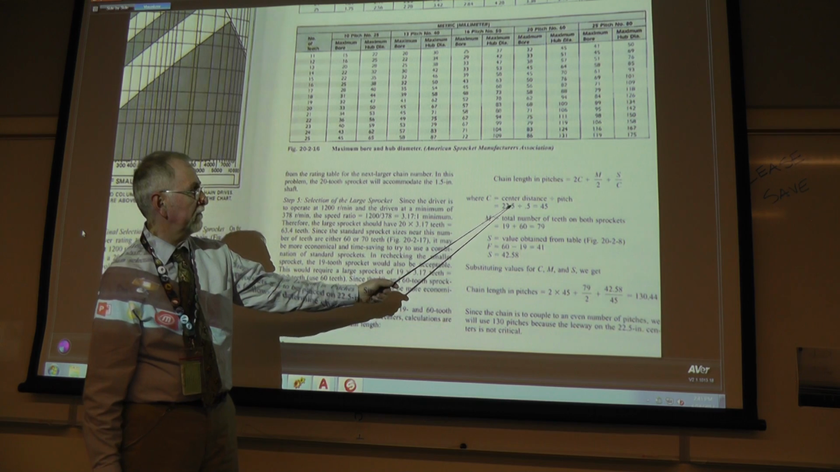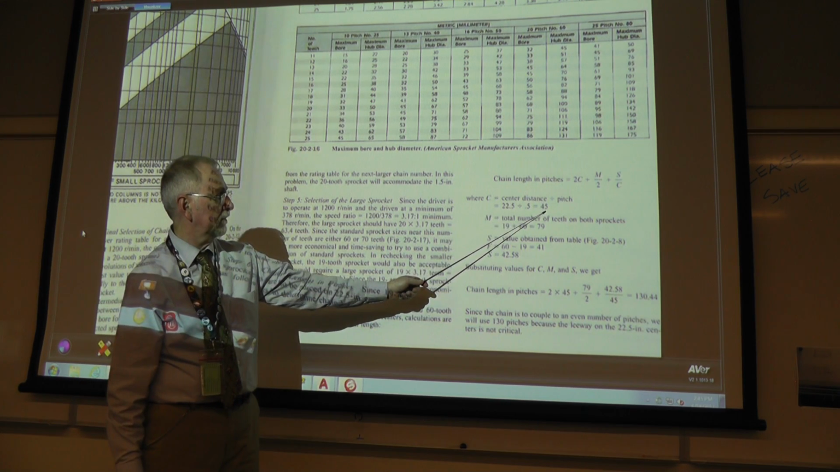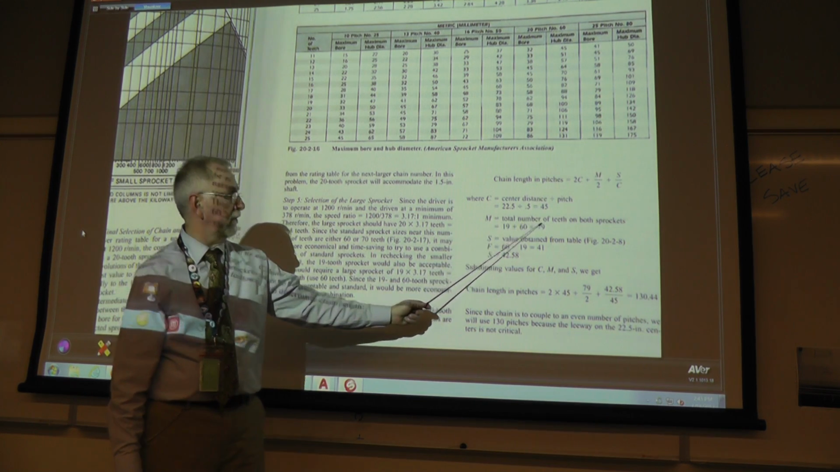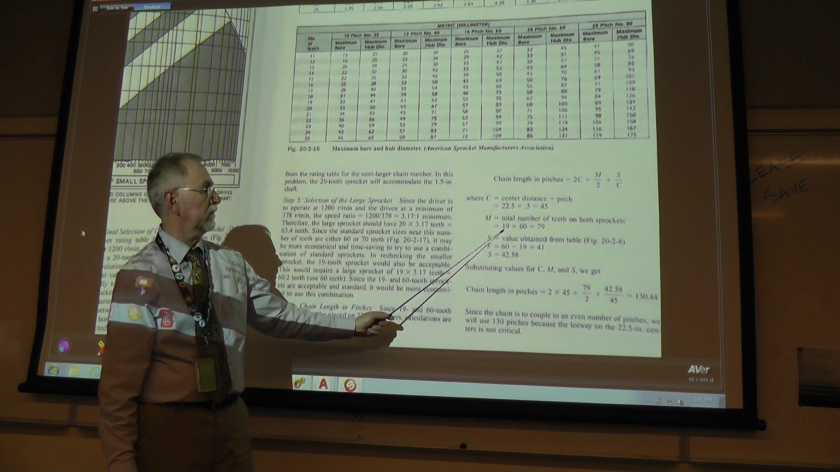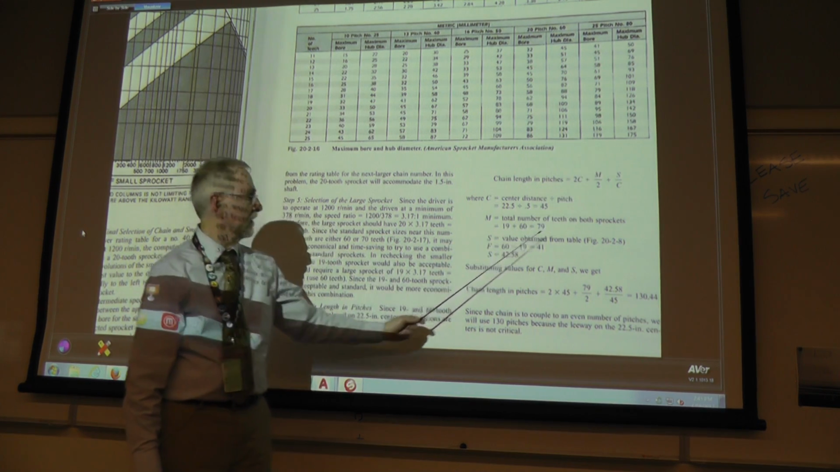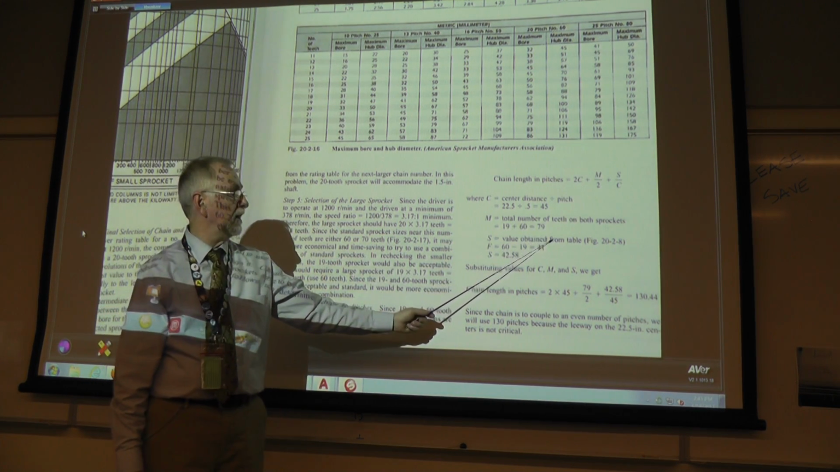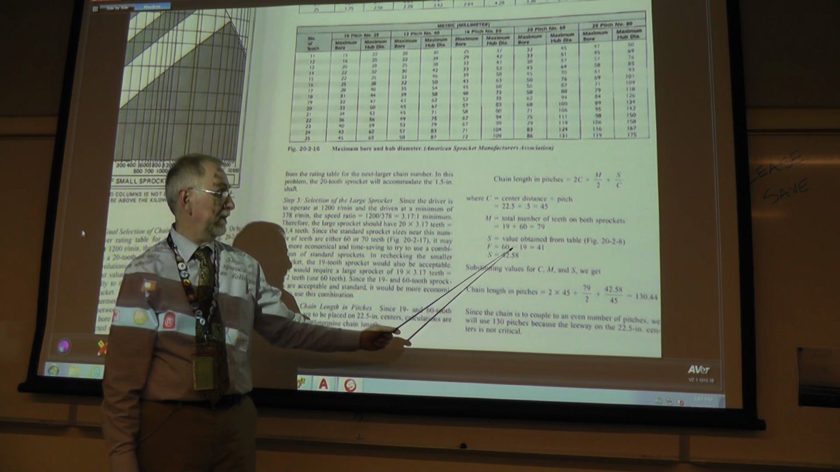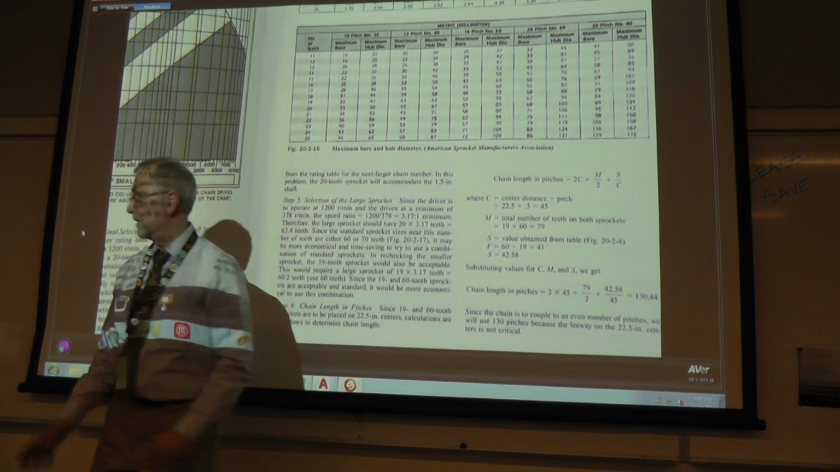So 22.5 divided by 0.5 is equal to 45. That goes up in here. M is the total number of teeth on both sprockets. 19 plus 60 equals 79. That's M. The S value is obtained by finding F first. 60 minus 19 is 41.